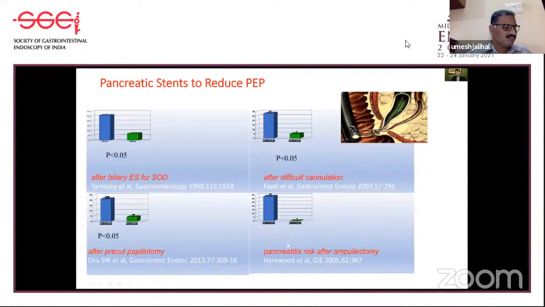This is a retrospective study looking at pancreatitis after ampullectomy, and there has been a significant risk, from about 33% in those who did not have a stent to almost 0% in those who had stents after an ampullectomy. So the procedure-related risk factors are established well, and I think placement of a pancreatic duct stent here definitely would minimize your risk of pancreatitis. And here you can see in this picture how nicely the pancreatic secretions are drained, minimizing the risk.